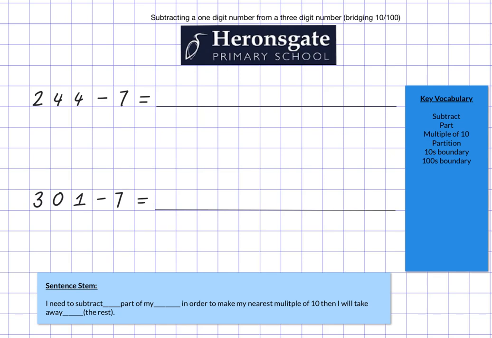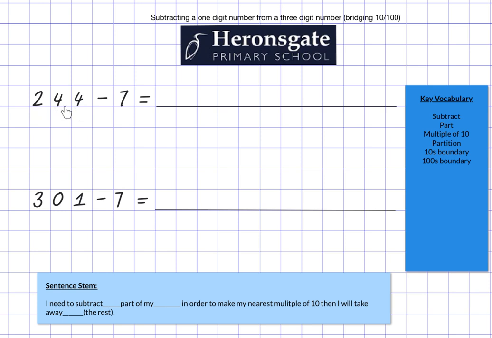In year 3, much like with the addition strategy, when you are subtracting ones and we're bridging either the tens boundary or the hundreds boundary, what you're doing is making the nearest multiple of 10 in order to help children to be able to do this mentally. So we are going to partition the part that we are taking away, first of all considering how we would get to the nearest multiple of 10.